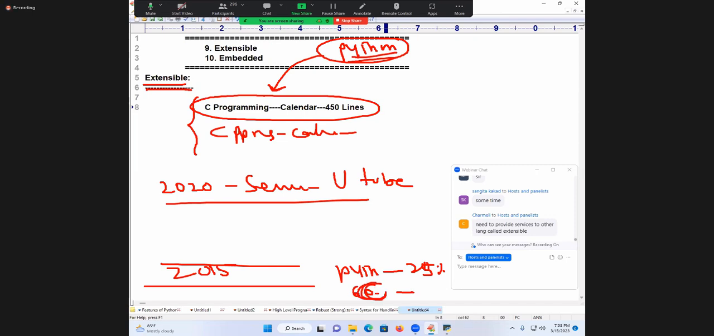C language. Why is C language most popular still as of today? Because it is the fastest execution language. C language is the fastest execution language. Python is not the fastest execution language. Python is a comfortable programming language. Python is slow in execution.